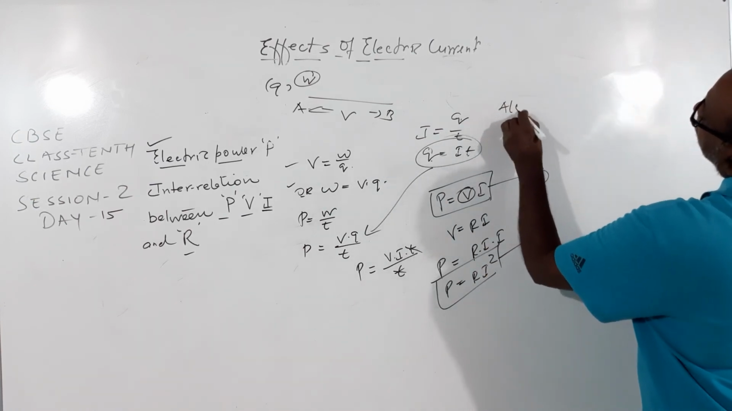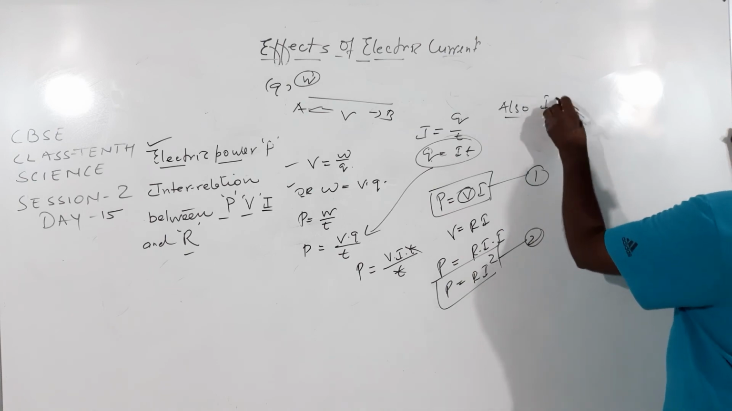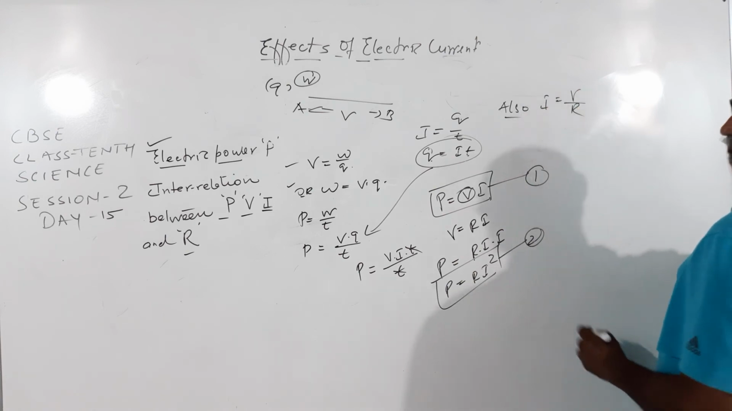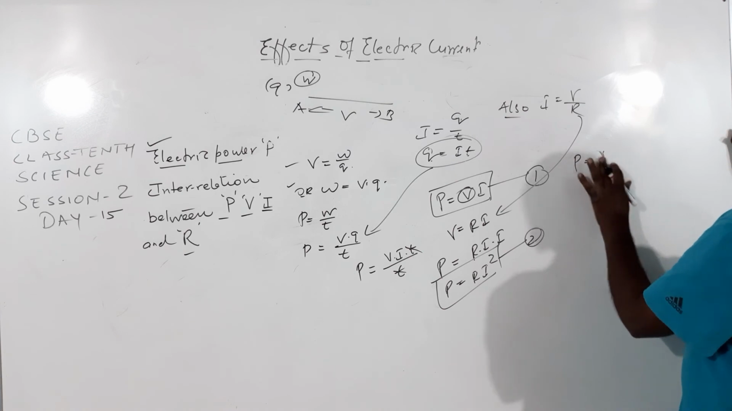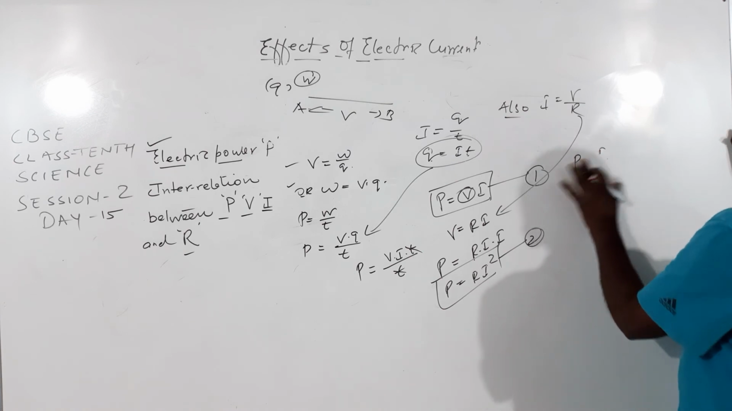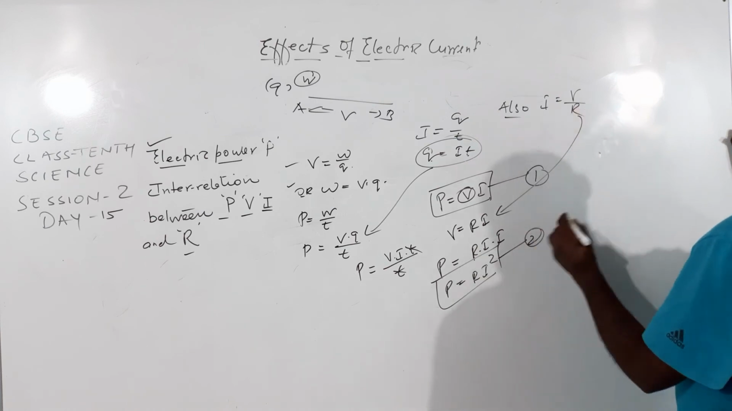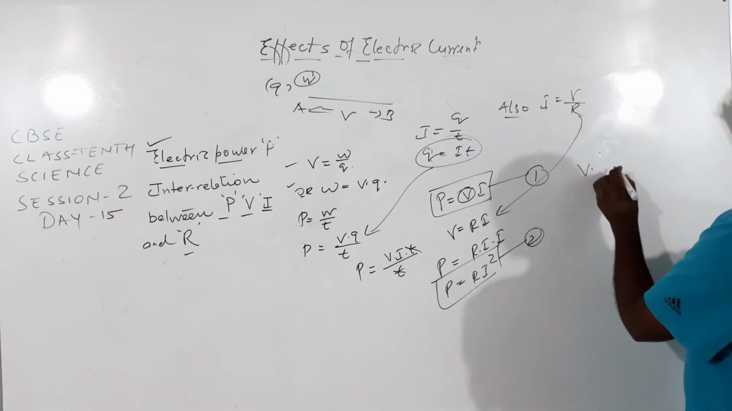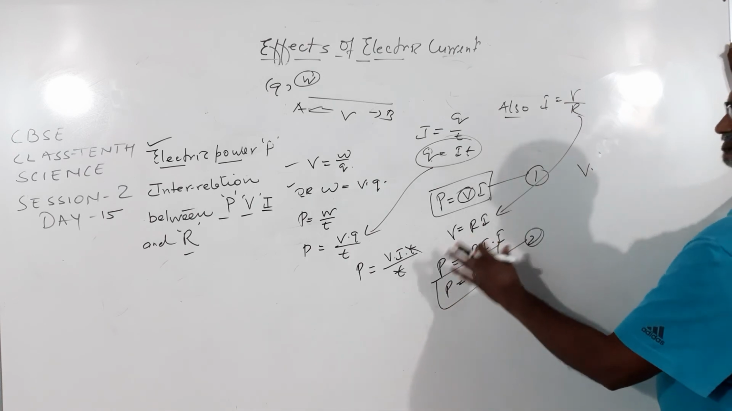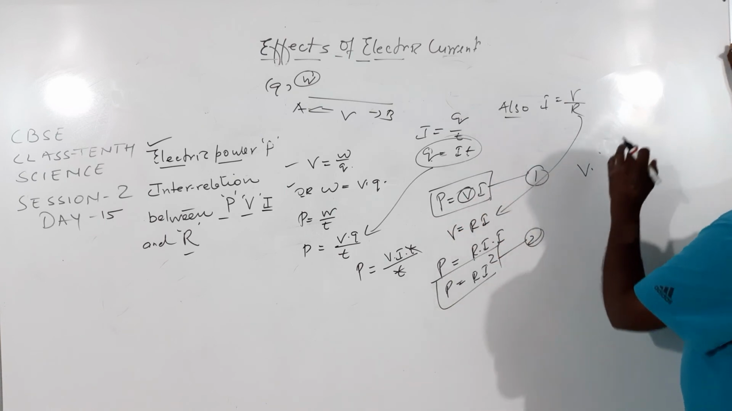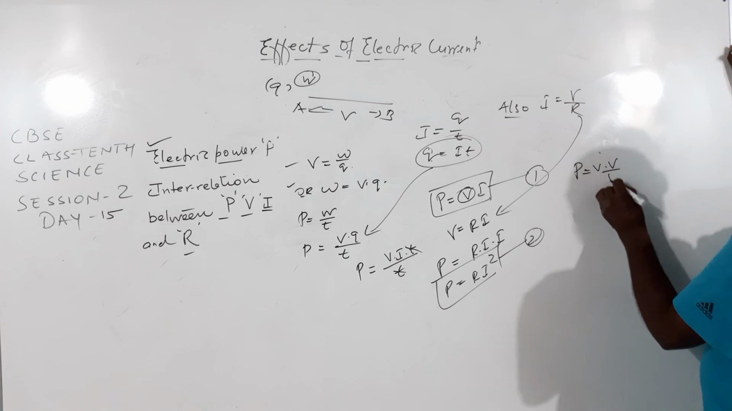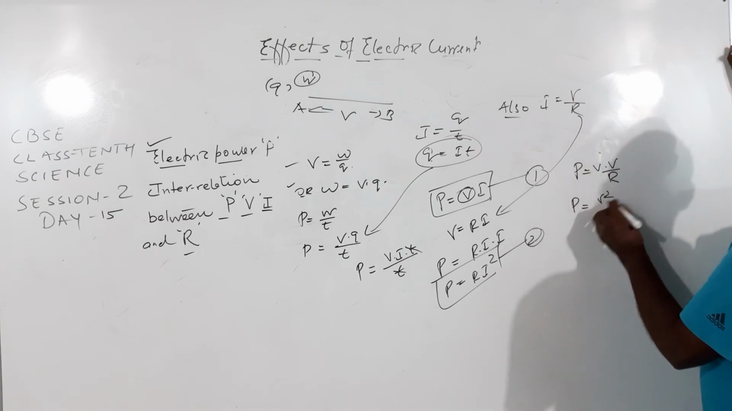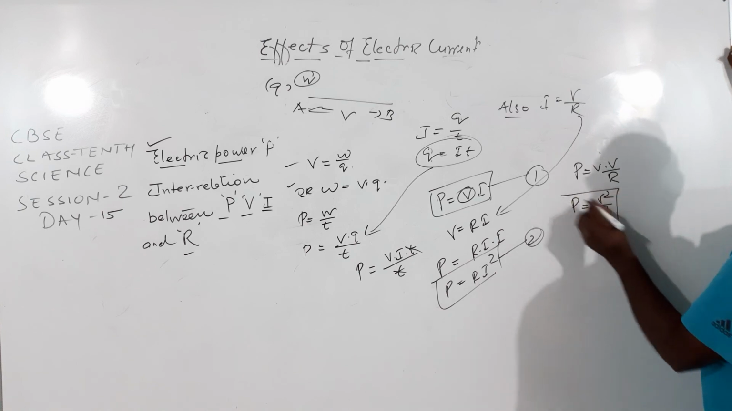Also, I is equal to V over R. Substituting this value in this relation, we have P is equal to V into V over R, or P is equal to V squared over R.